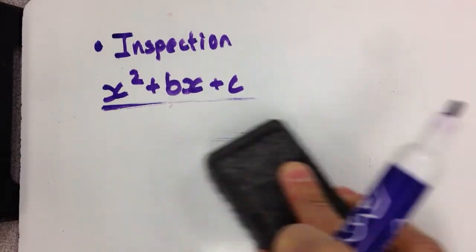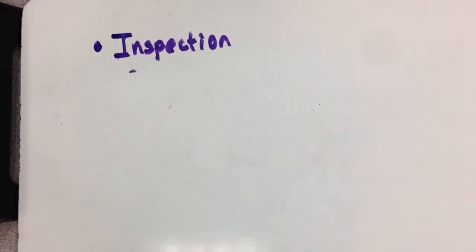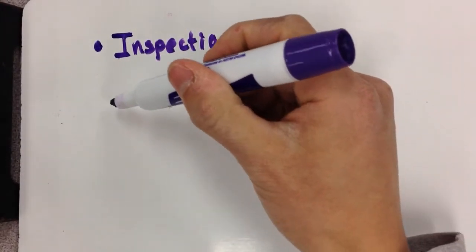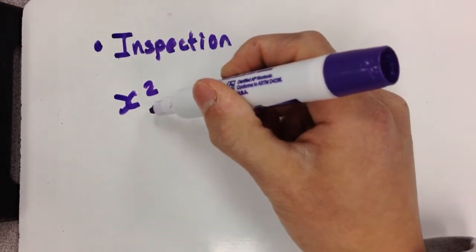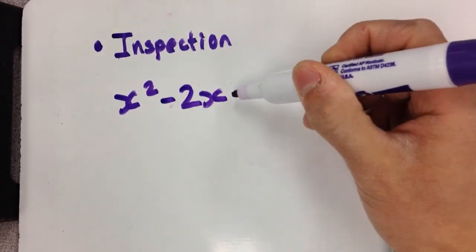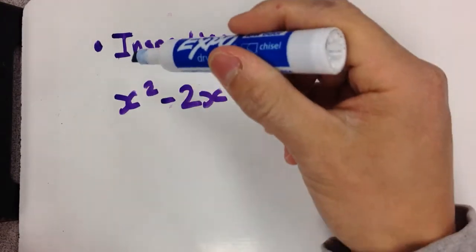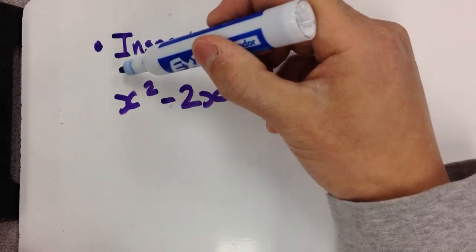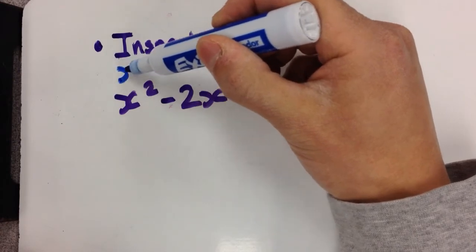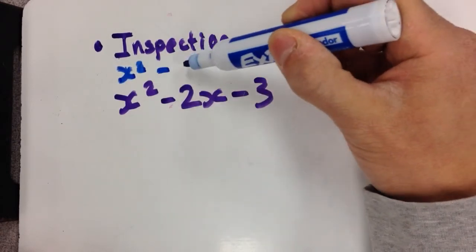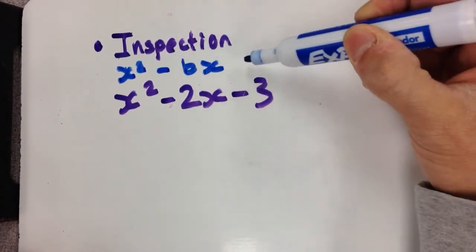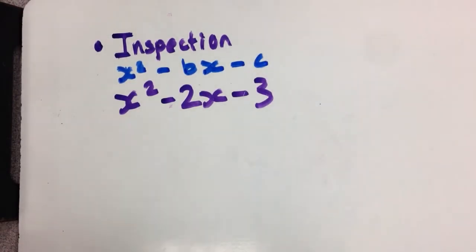This first example we're going to look at is x squared minus 2x minus 3. This is something we can solve by inspection. If I look at each of these terms, I have my x squared term here, I have a negative bx term, and I have a negative c.